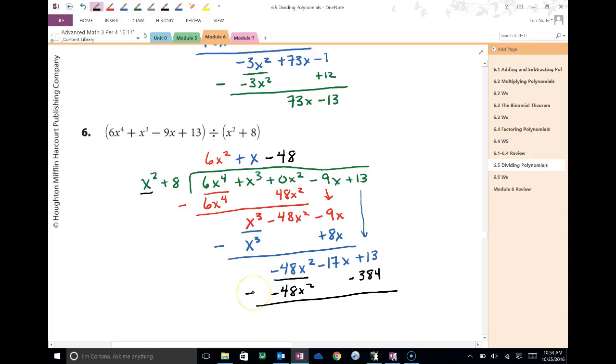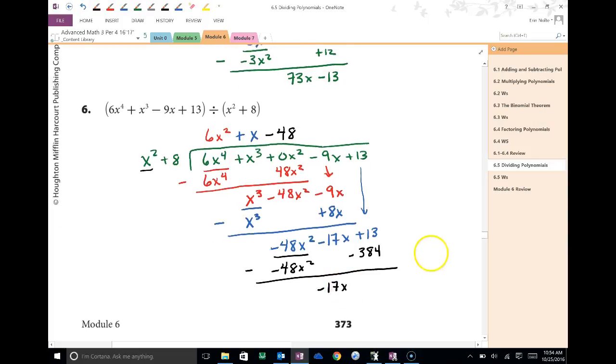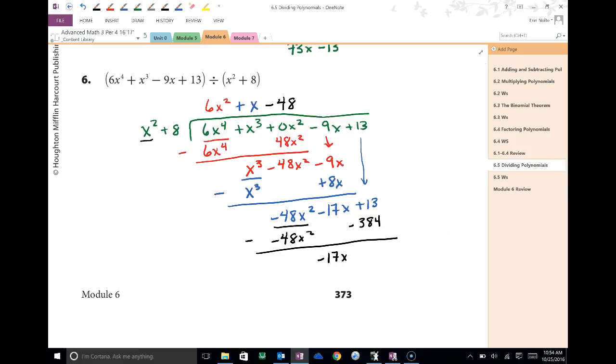Okay, so when we subtract, my x squareds go away. How many x's am I left with? Negative 17 x's. And what is 13 minus negative 384? Yeah, it's like adding, right? So it's 397. I'm telling you, that subtraction is just killing you.